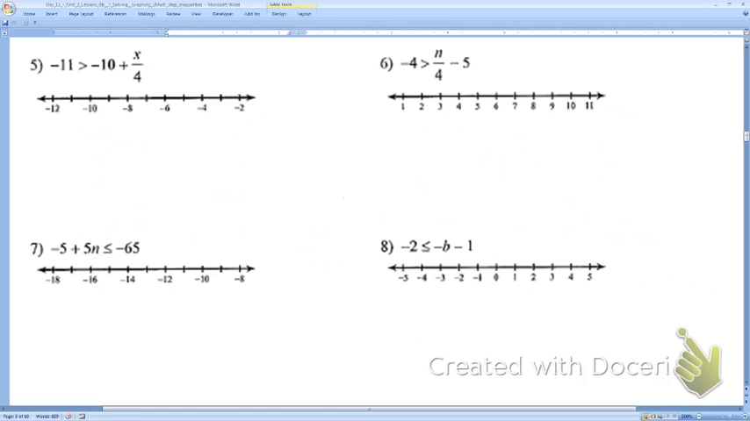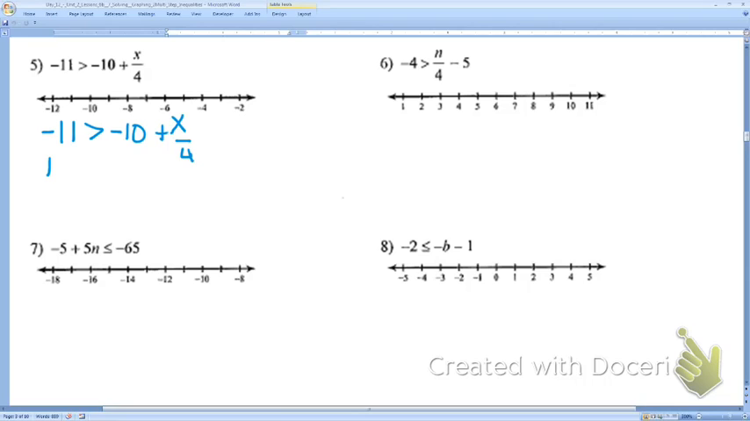Problem number 5. I recopied the problem. I need to combine like terms, and I miscopied that. That 8 on top of that 4 is supposed to be an x. Just a second, and I'll change that. Erase that. X. Okay, there we go. Now I got it copied right.